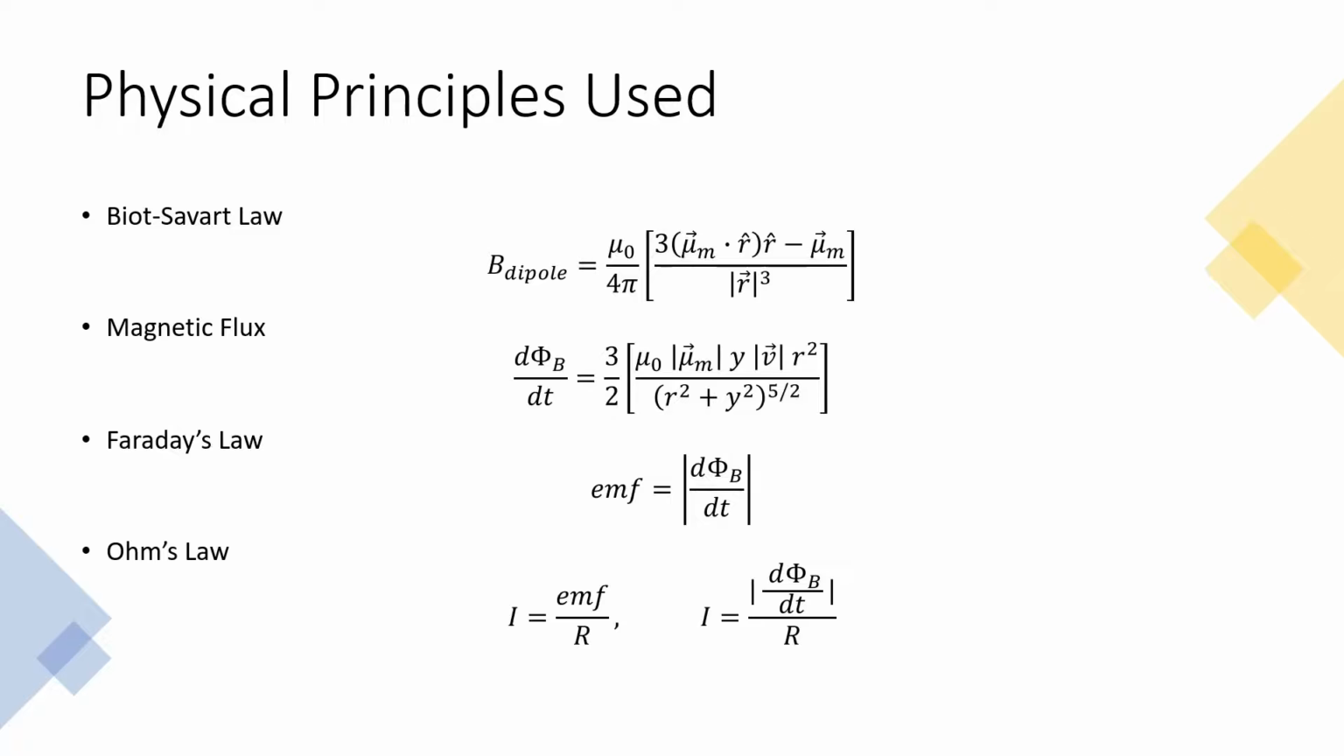Physical principles used. We apply the Biot-Savart law to find the magnitude of the magnetic field due to the magnetic dipole. We also use the equation for magnetic flux to find the time derivative of flux through each ring due to the falling magnet. Faraday's law allows us to relate the time derivative of flux to find the induced voltage of the rings of the tube. This induced voltage can then be applied to Ohm's law given the resistivity of the aluminum foil tube to find the current in each ring.